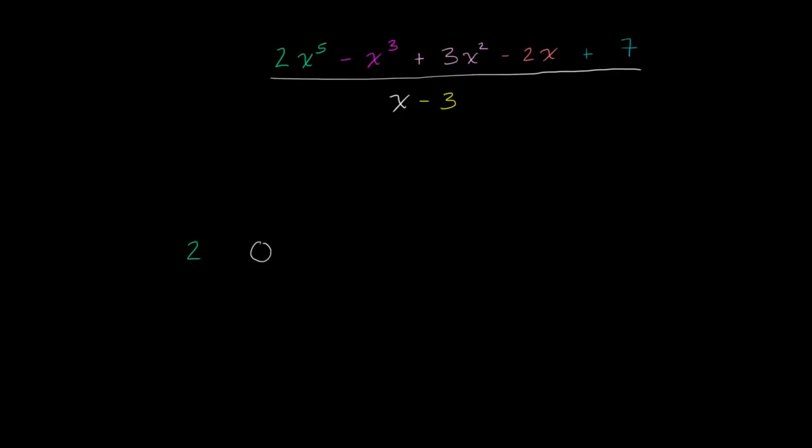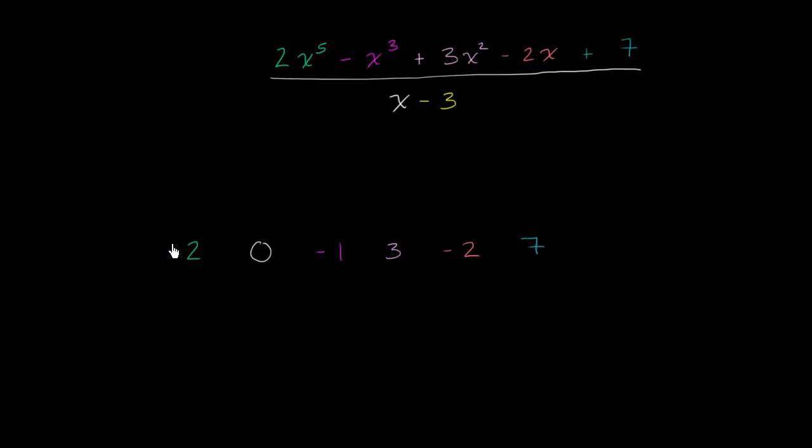And then I have a negative 1 times x to the 3rd. And then I have a positive 3 times x squared, negative 2 times x, and then I have a constant term, or 0-degree term, of 7. I just have a positive 7.